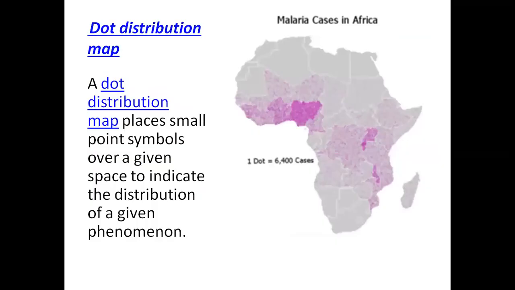Okay. And the last but not least, this is the dot distribution map. A dot distribution map places small point symbols over a given space to indicate the distribution of a given phenomenon. This is an Africa map. Dark dots and sporadic dots show malaria cases in Africa in 1918.